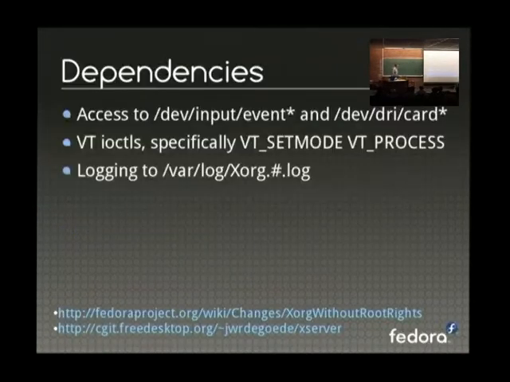But what do we need? We need access to /dev/input/event device nodes and /dev/dri/card device nodes, which are currently open only to root most of the time. We need to do a couple of VT ioctls for VT switching, so switching to text mode or switching between different X servers which are running. And we need to be able to log somewhere, and our current default log location is root only.